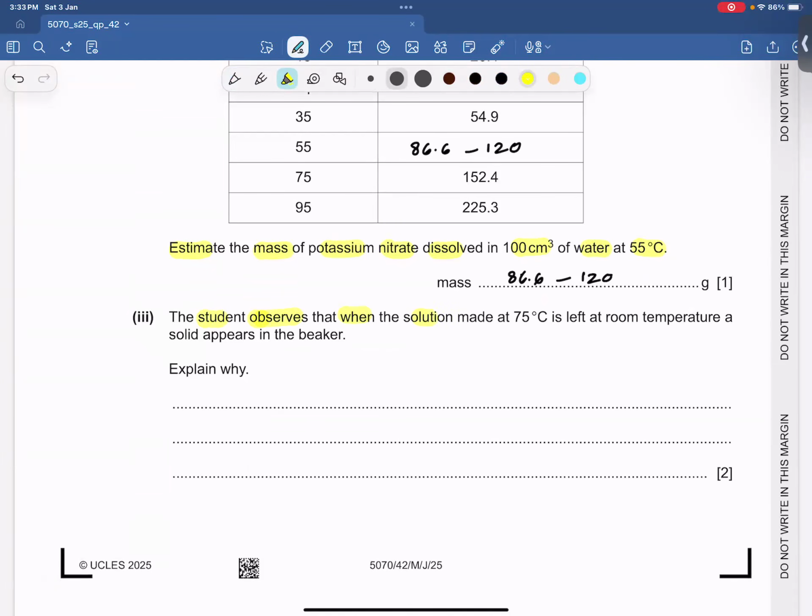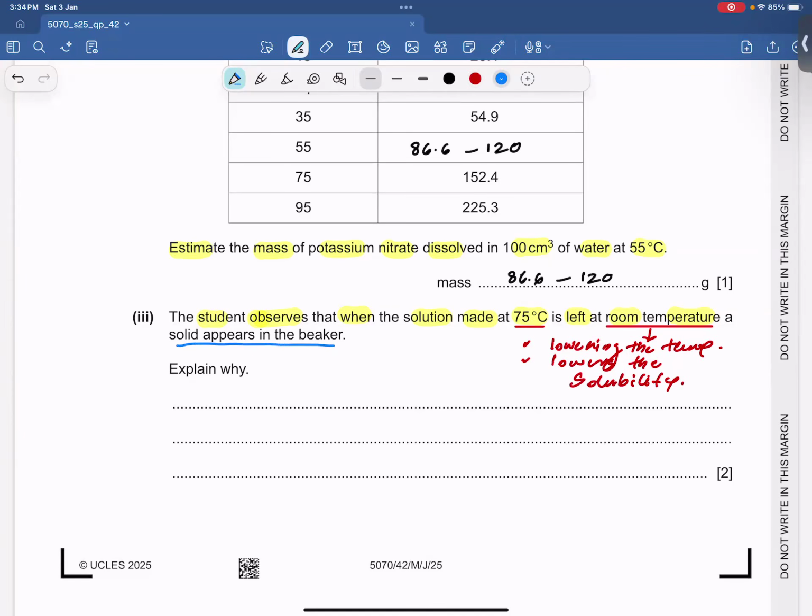The student observes that when the solution made at 75 degrees Celsius is left to reach room temperature, obviously lowering the temperature lowers the solubility value, and as a result of that a solid appears in the beaker. So the examiner is looking for an explanation, right?